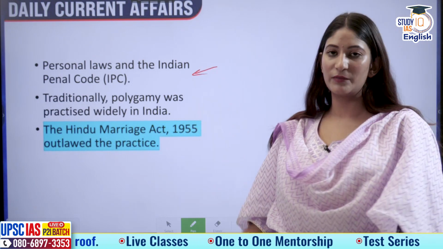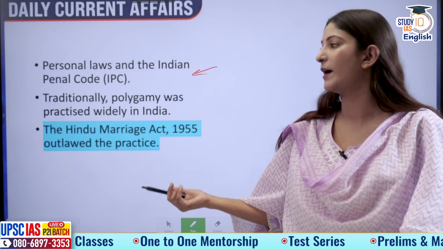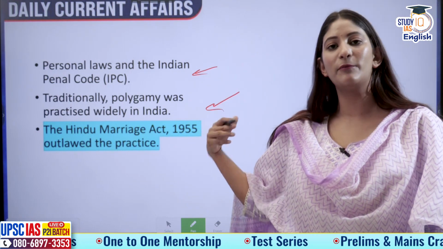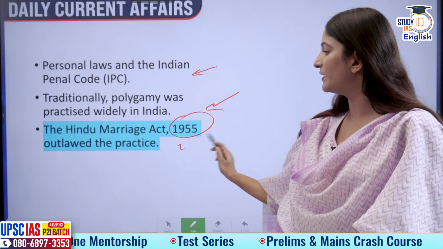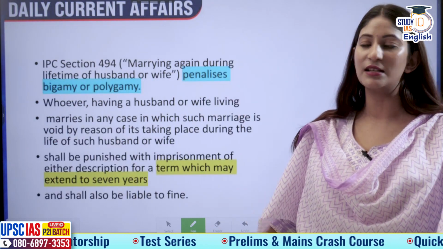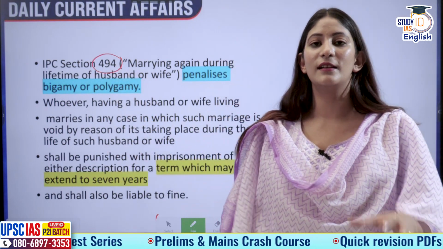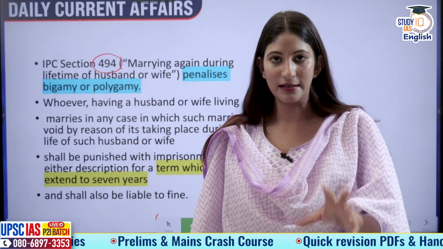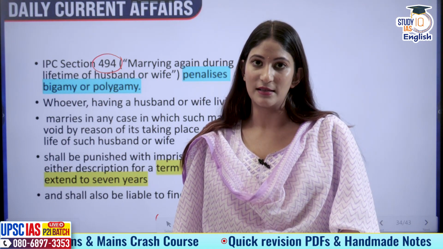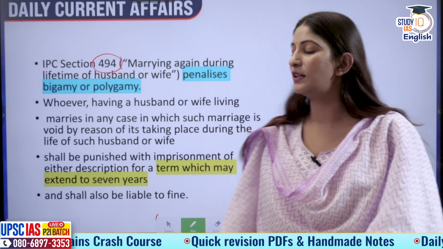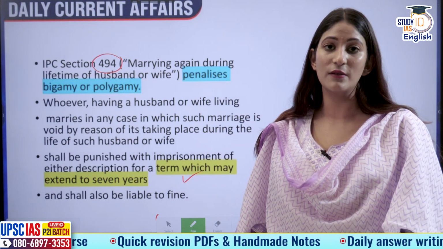Personal laws and the IPC in India both take care of such issues, polygamy and bigamy. Traditionally, we see that polygamy has been practiced in India. The Hindu Marriage Act of 1955 outlawed the practice, and IPC Section 494 says that if the spouse of a person is living, they are not allowed to marry somebody else. If they do, they will attract imprisonment of up to 7 years or also a fine.